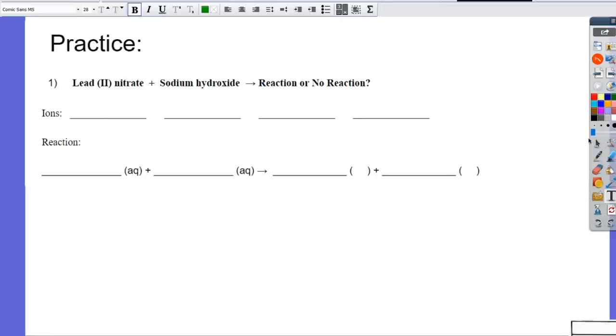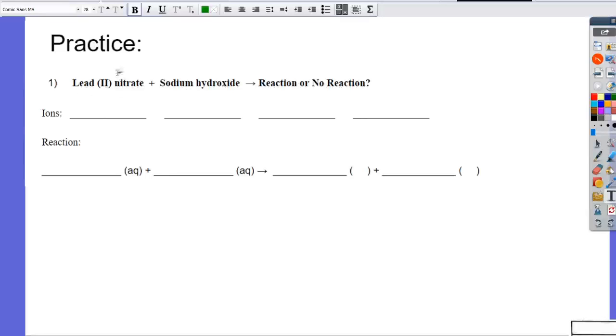On the very last slide of your notes, I left you some practice problems. Now, these were not assigned, but you're more than welcome to try these out to see if you do understand this. You will get more practice on Friday in your lab, but I will walk through the first one with you now. So here I have a question. My reaction is lead 2 nitrate and sodium hydroxide.